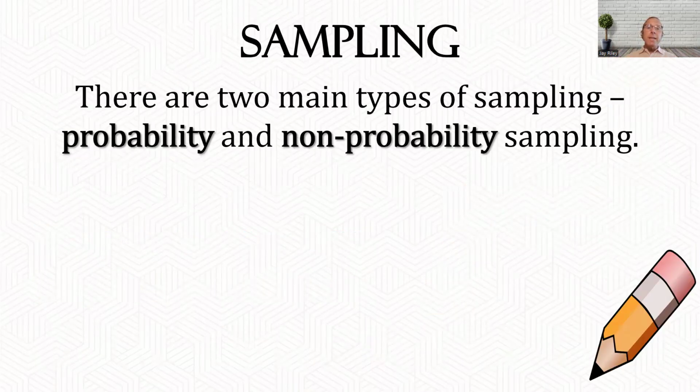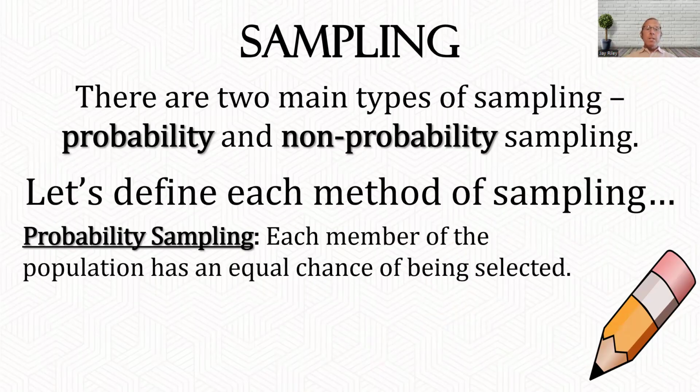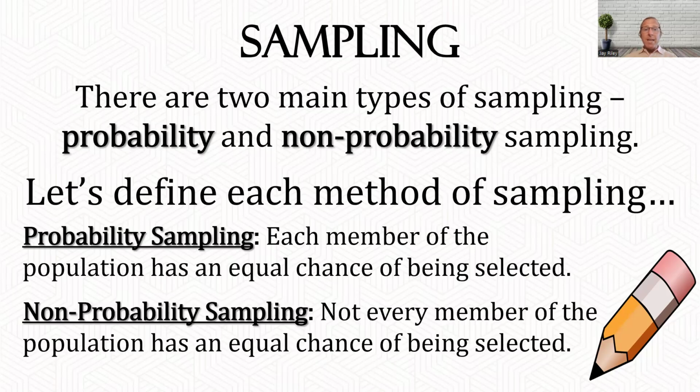So there are two main types of sampling, probability and non-probability sampling. And we're going to talk about each one. So probability sampling is just when each member of the population has an equal chance of being selected. And as you could probably guess, non-probability sampling is when not every member of the population has an equal chance of being selected. Of course, probability sampling is better, but it's often more difficult to perform.